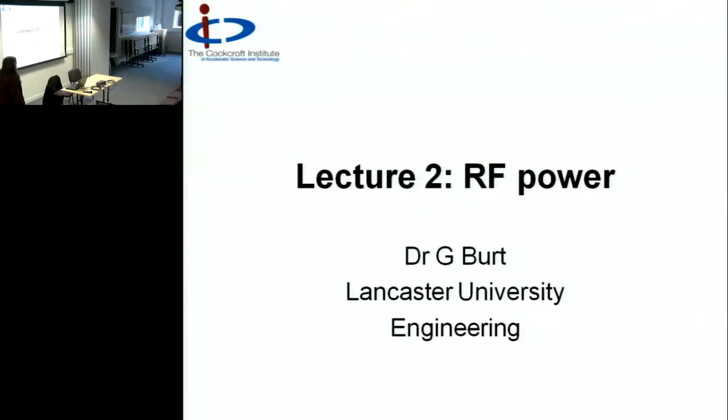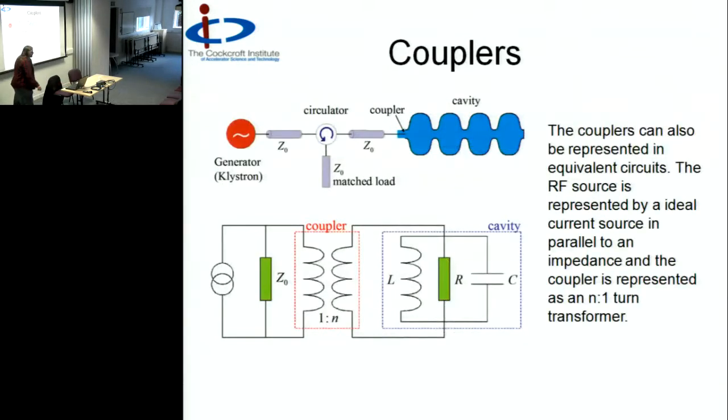on RF power, how you generate it and how you couple it into the cavity. So your typical RF system looks a bit like this. You have your generator, which is your klystron. You have a transmission line. Then you have something known as a circulator, which everything moves right in a circle.